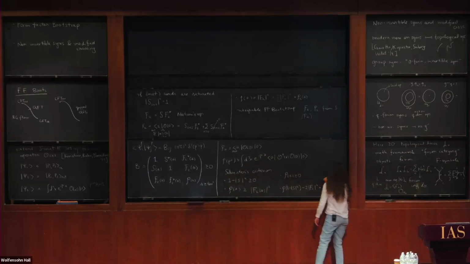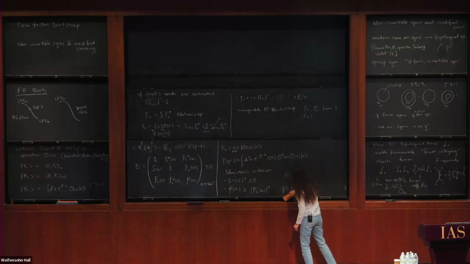So even in the Ising model, you already have a non-invertible symmetry.